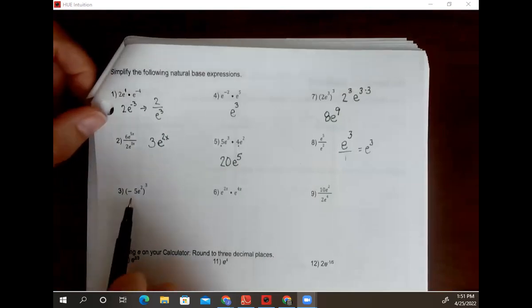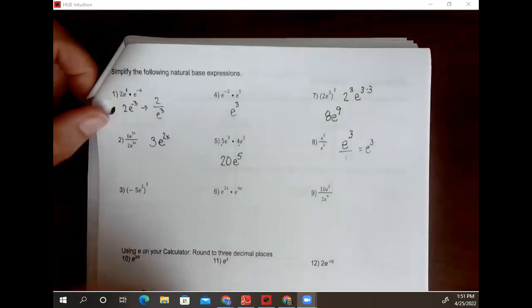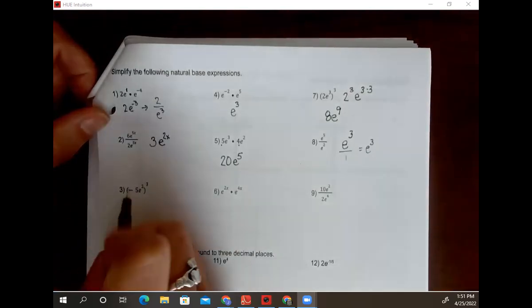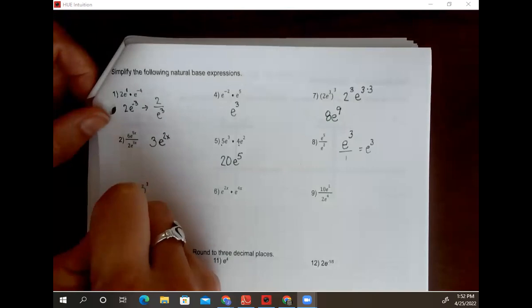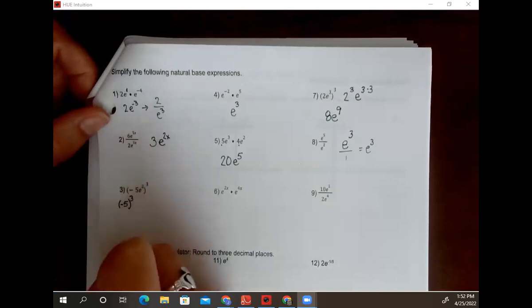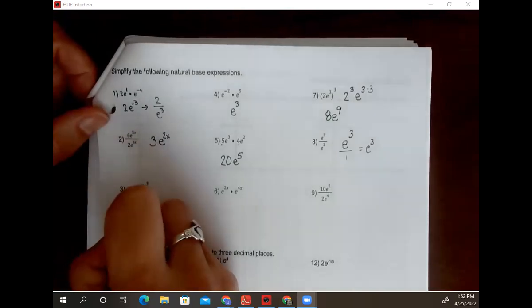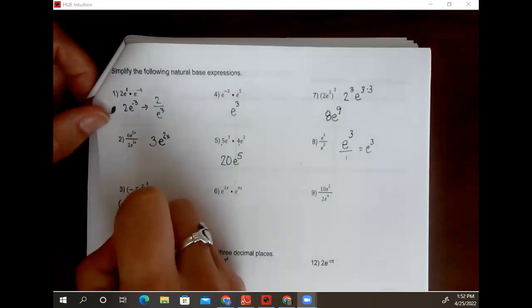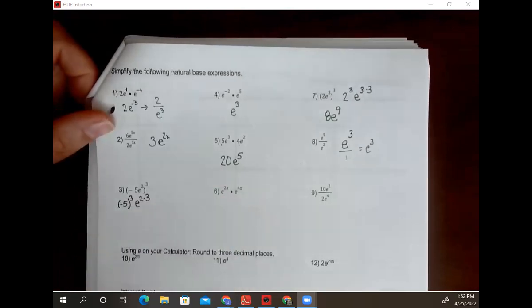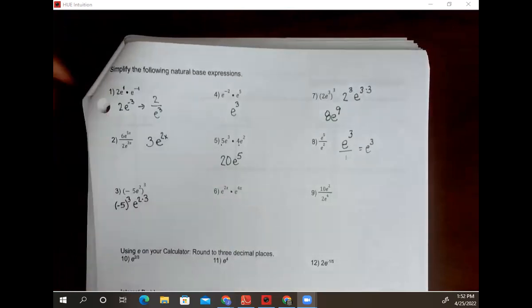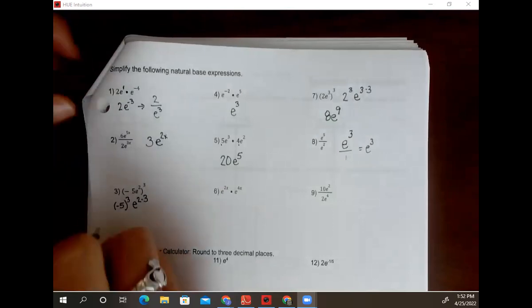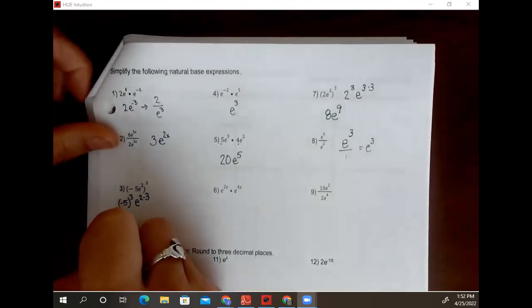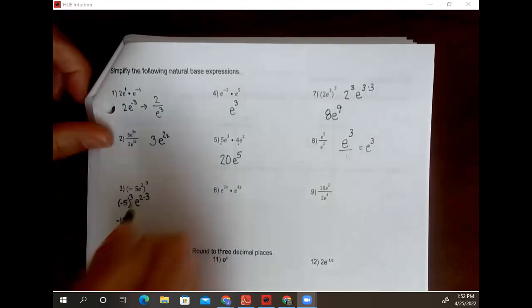For number 3, again, I've got an exponent outside of parentheses. So I want to distribute that in. Now we need to be careful because this is negative 5. When I take a negative number to a power, I need to be careful with that. And then on that e, I already have an exponent, so I'll multiply it by the 3. Negative 5 cubed would be negative 125. And then e to the 6th.